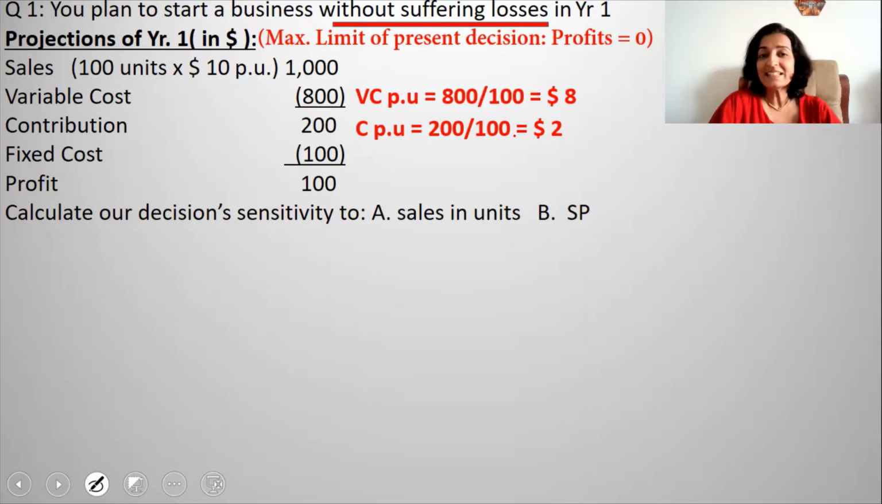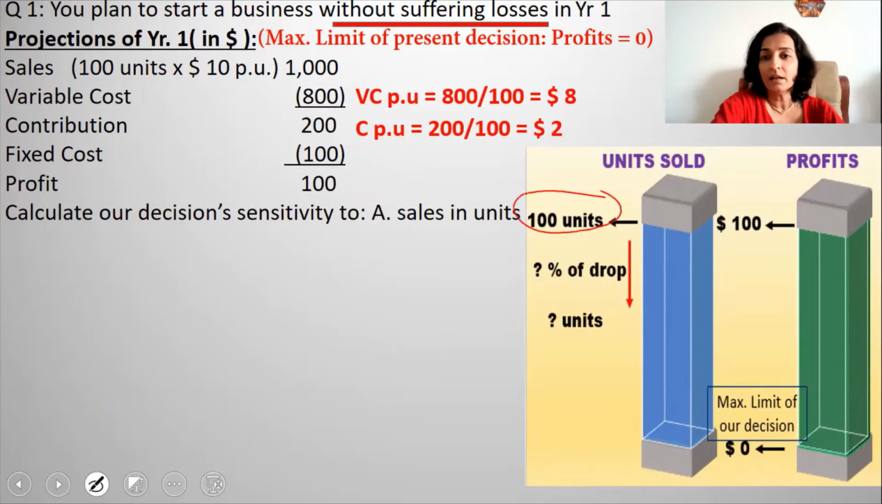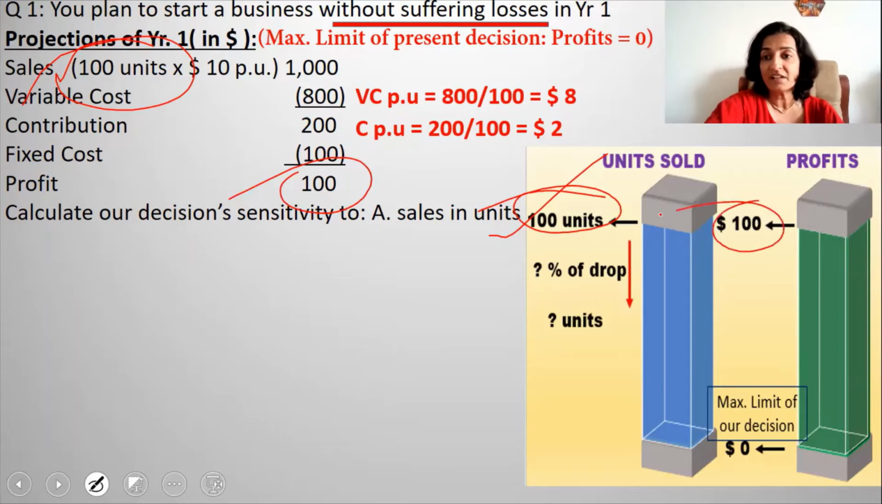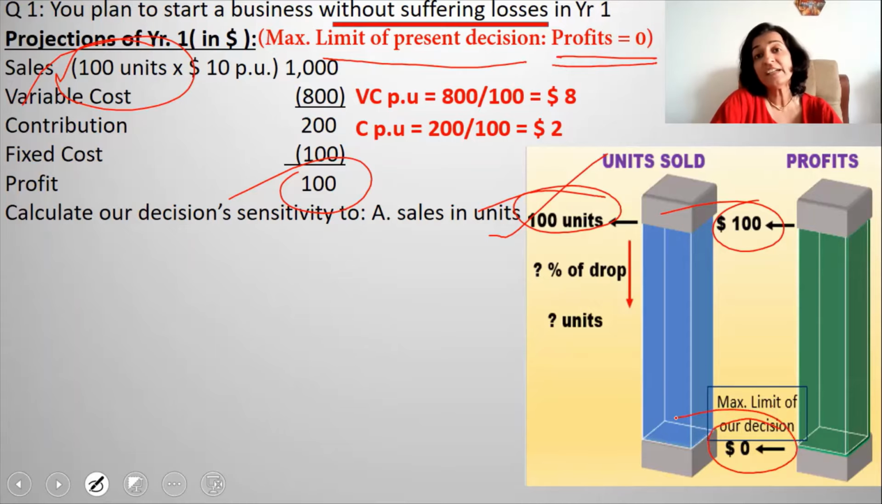Now coming to the sensitivity to sales in units, I had showed the visuals earlier. Now we will see what is given in the question. Now if you see here, the projected sales in units for the first year is 100 units. So that is what is written here. And what is the projected profit for the first year? That is $100. So that is what is written here. And what is our maximum limit of our present decision? That is profit is equal to 0. That is, we can go down up to profit is equal to 0.